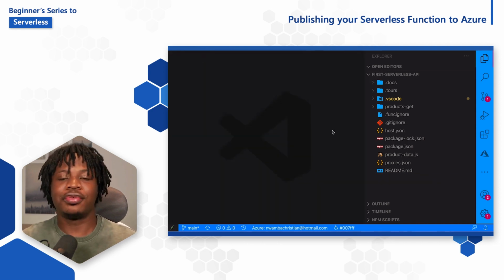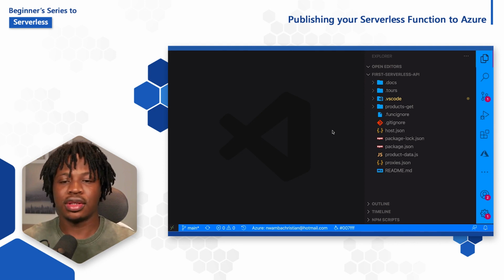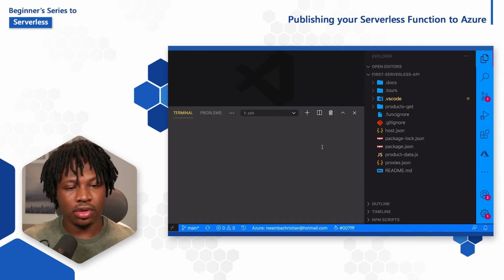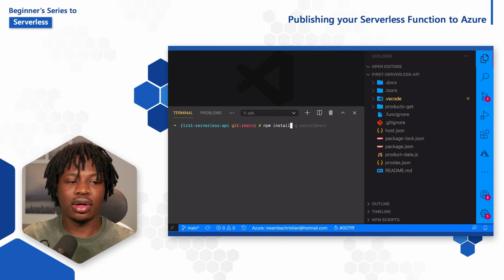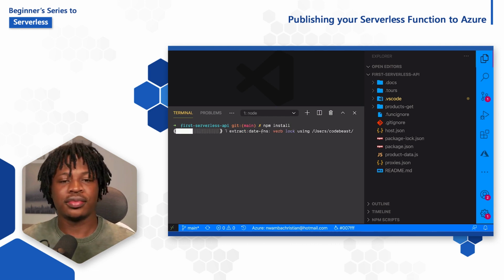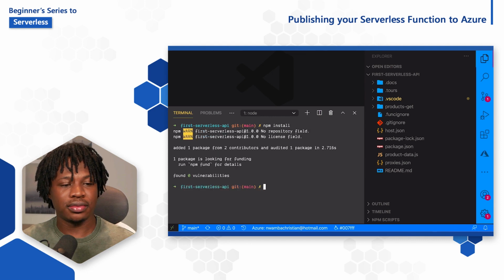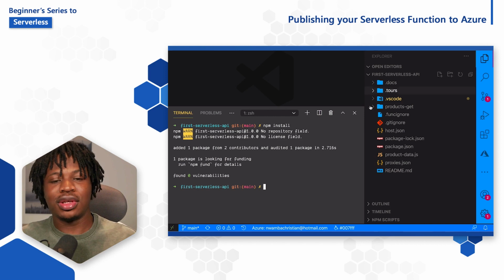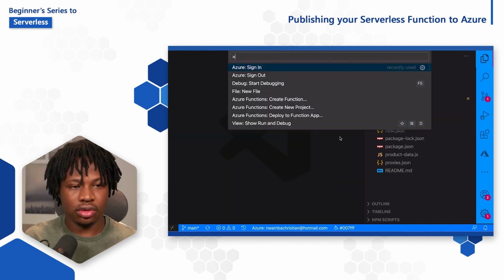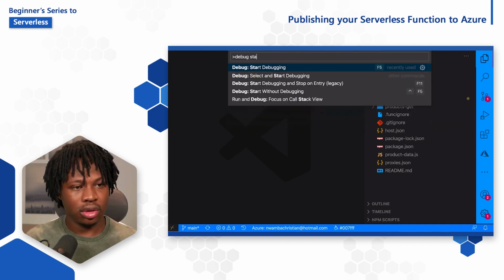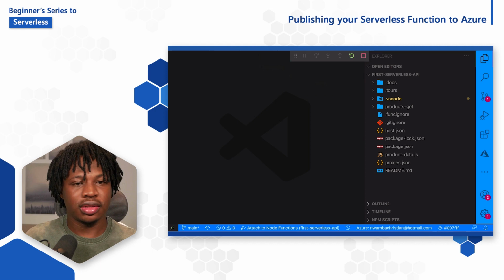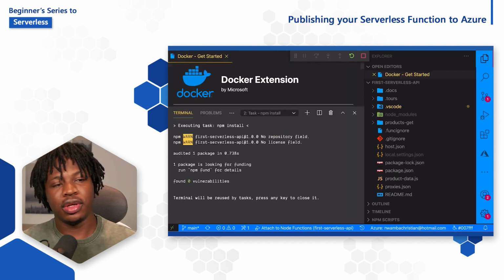But before we get ahead of ourselves and start trying to deploy, let's ensure that this is working locally first. To do so, we first need to install the dependencies. So run npm install in this project directory and hit enter. Next, close the terminal and search for debug, start debugging, in the command palette. If you hit enter, this will start running our application.